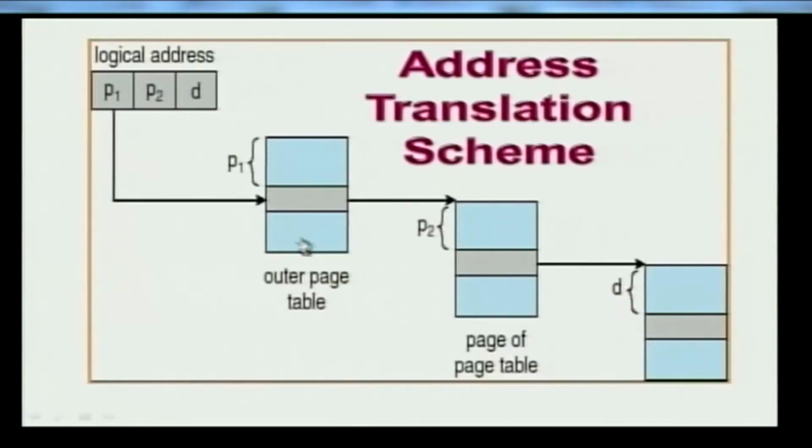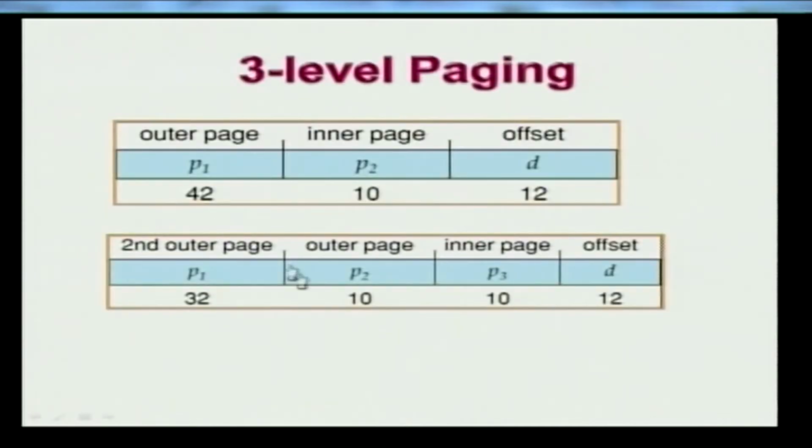If it is a 3-level paging scheme, the only variation is that the outer page table is again paged, so that here comes one more level of a page table, which we will discuss in the future slides. This is how the 3-level paging scheme is visualized. Here is the 2-level paging scheme.